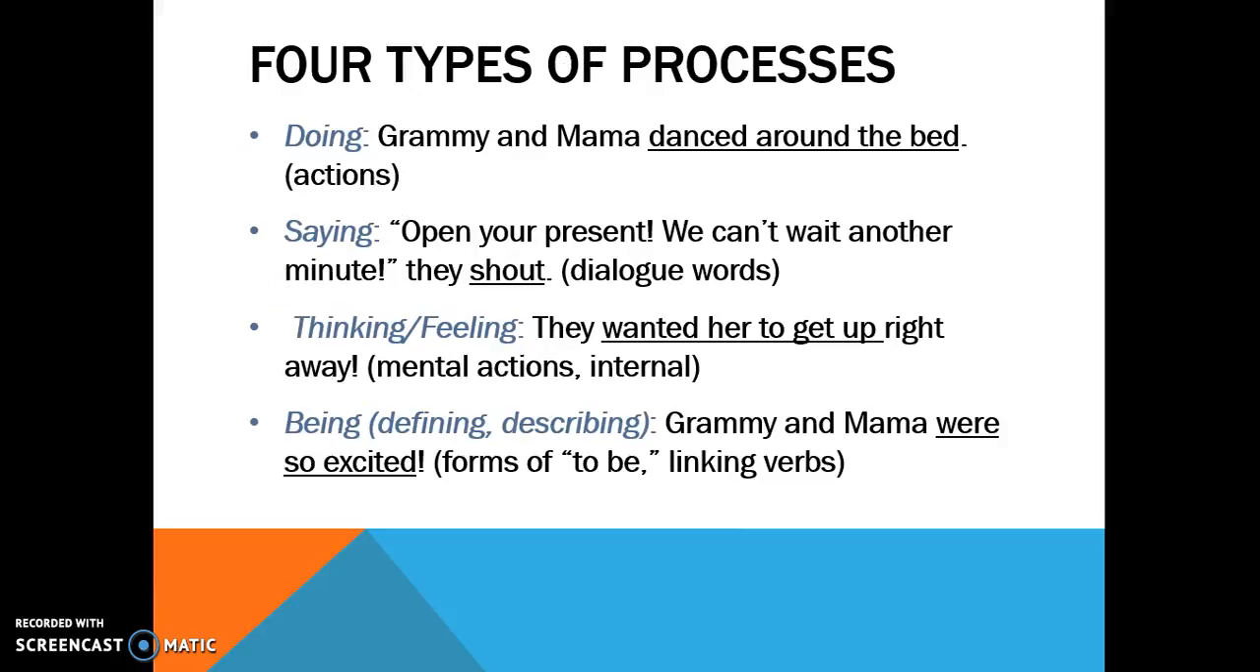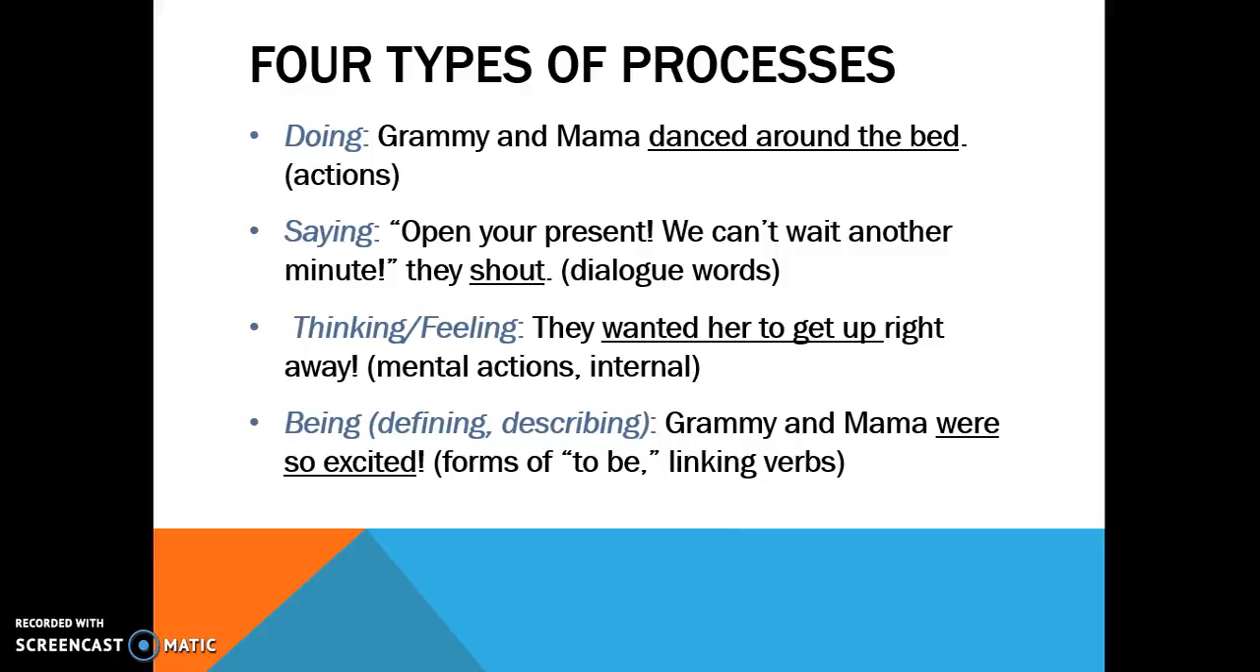There are types of processes: doing, saying, thinking, feeling, and being. A doing process, we look at the actions. Grammy and Mama danced around the bed. Danced around the bed is what they're doing. It's their action. We can look at that to characterize that Grammy and Mama are happy.